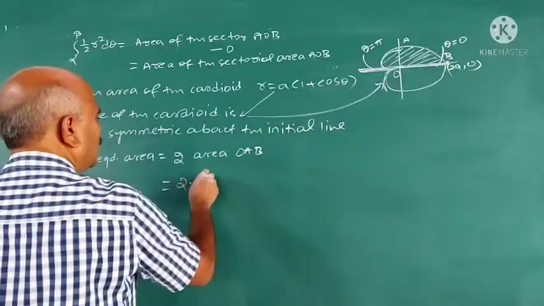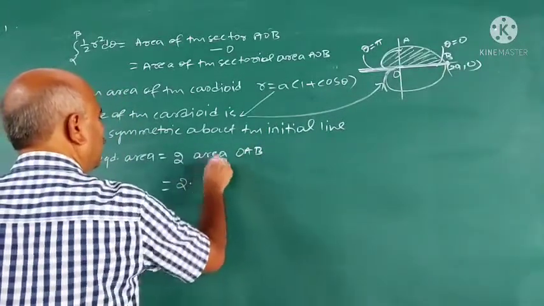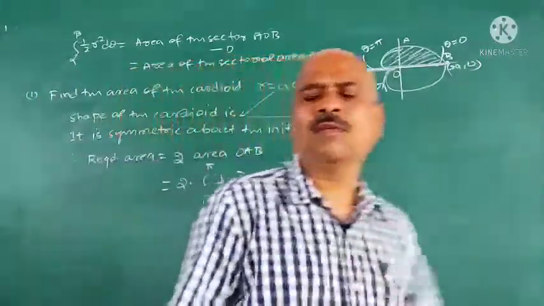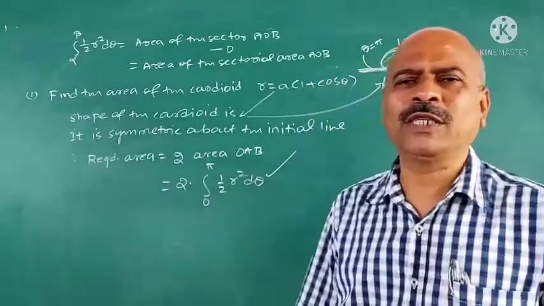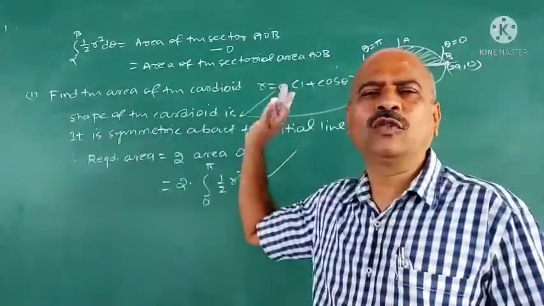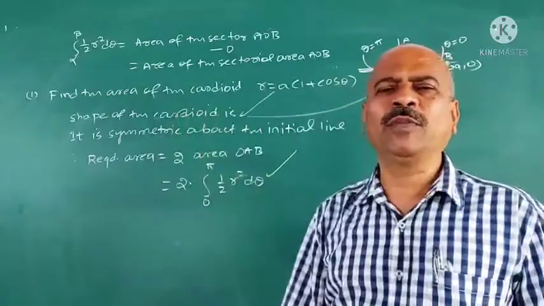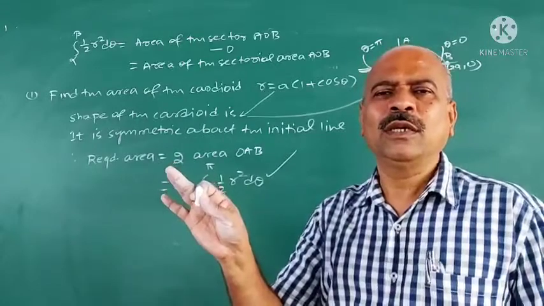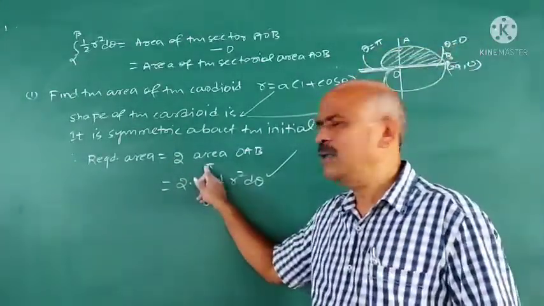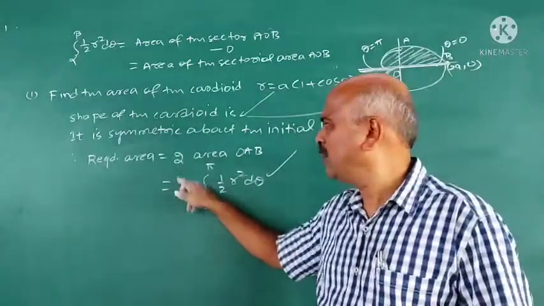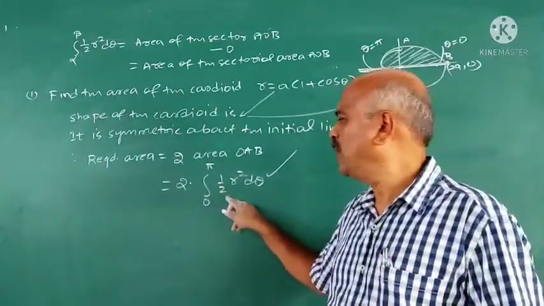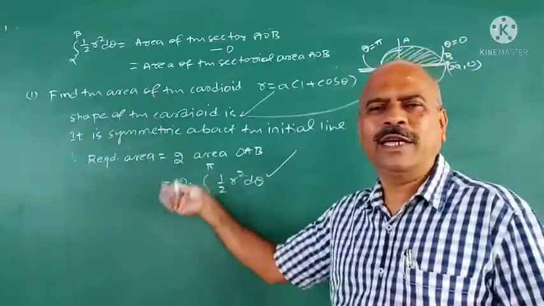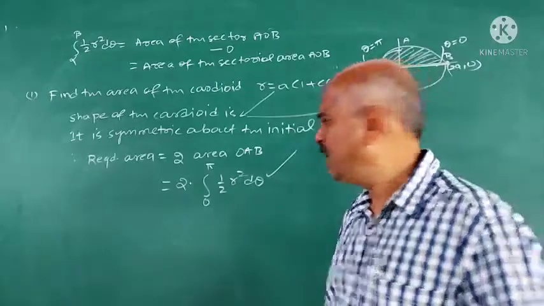Therefore, the formula is 2 times the integral from 0 to π of (1/2) r² dθ. The problem is over here. What is the first thing? You should know the curve, because for the limits of integration you should be familiar with it. The second thing is symmetry, because I have taken 2 times this area. Limits are important; then substitute r and integrate. Integration will be easier and you will get the area.